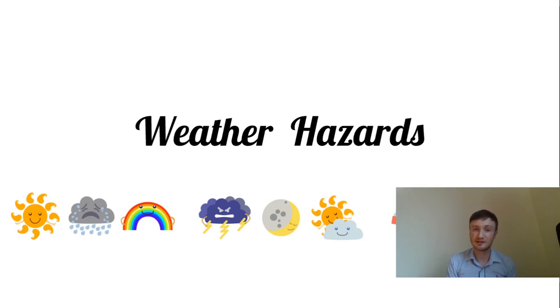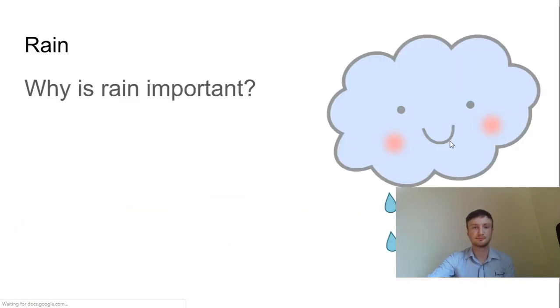Mr. Charlie, and today's lesson is a science lesson. We'll be learning about weather hazards. So a hazard is something that's dangerous to us, and so talking about weather is dangerous to us. Okay, dangerous weather, very cool. So first we'll start with rain.